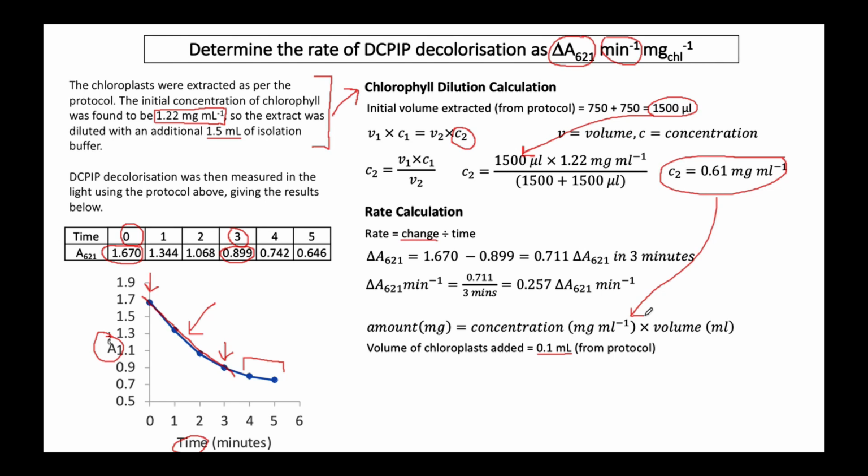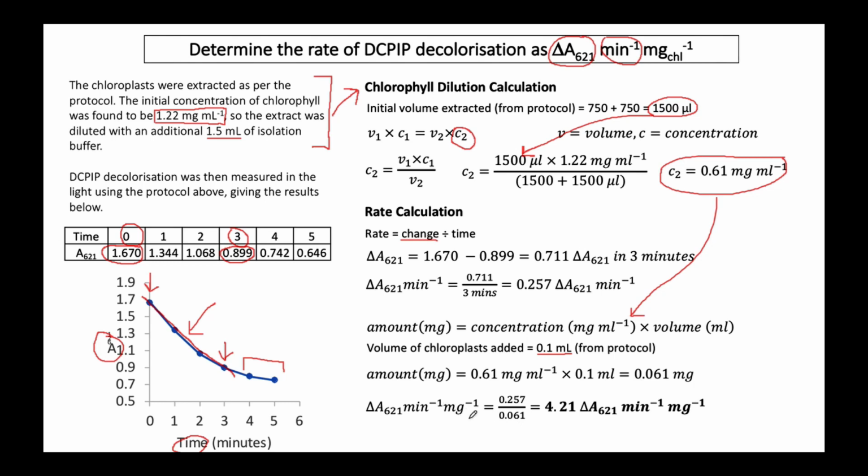So if I do amount equals concentration times volume, so we've got that 0.61 milligrams per mL times the 0.1 mL, then I get an answer of 0.061 milligrams. Okay, so that's the amount of chlorophyll that I'm adding to my reaction. So now I can just do the last step.